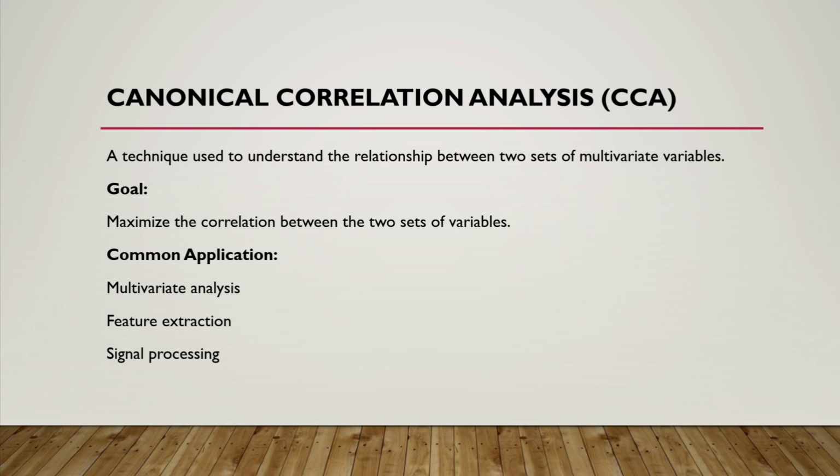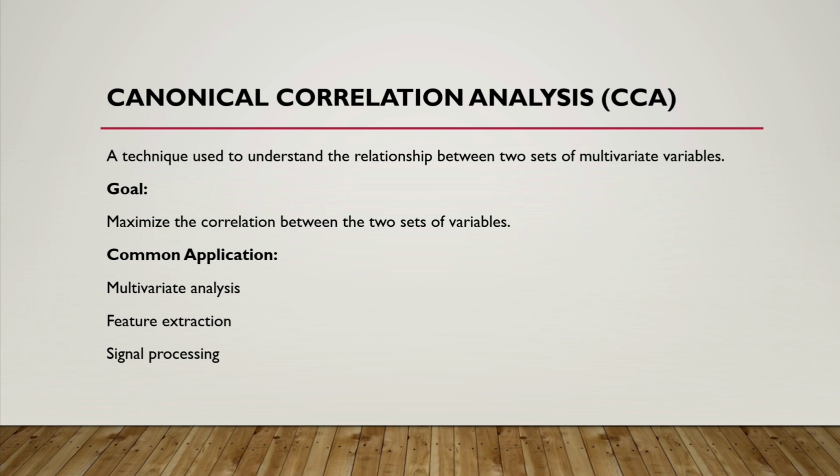Next, let's talk about canonical correlation analysis (CCA). Unlike LDA, which focuses on separating classes within a single dataset, CCA is used to explore the relationship between two sets of variables. CCA tries to find the linear combinations of two sets of variables that are maximally correlated.